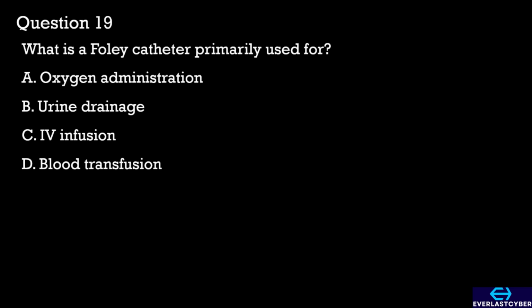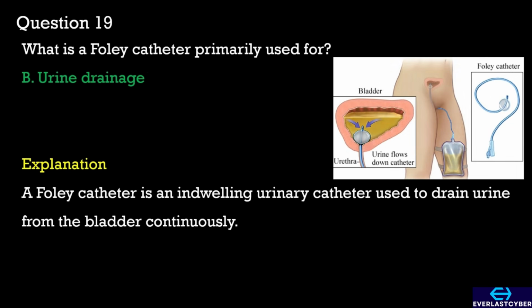An IV infusion requires an intravenous cannula, not a Foley catheter. And blood transfusion is administered through an IV line, not a urinary catheter. So our answer here is option B. The Foley catheter is primarily used for urine drainage.